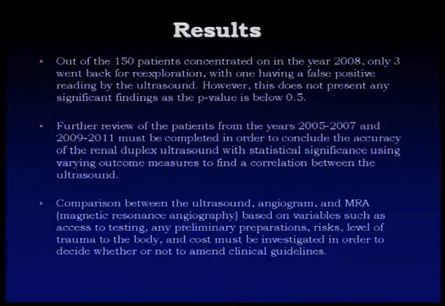Further review of the patients from the years 2005 through 2007 and 2009 through 2011 must be completed in order to conclude the accuracy of the renal duplex ultrasound with statistical significance, using varying outcome measures to find a correlation with the ultrasound. Furthermore, comparison between the ultrasound, angiogram, and MRA based on variables such as access to testing, any preliminary preparations, risks, level of trauma to the body, and costs must be investigated in order to decide whether or not to amend clinical guidelines.